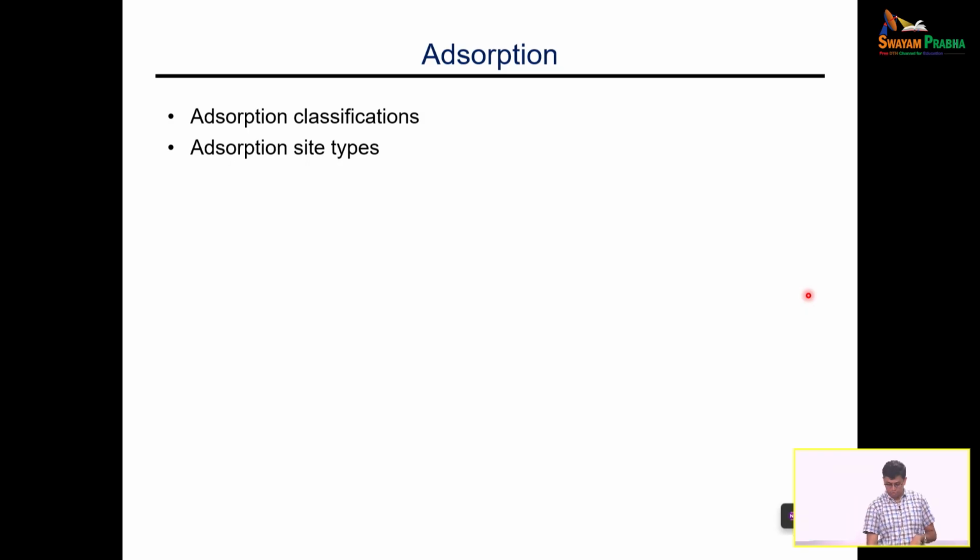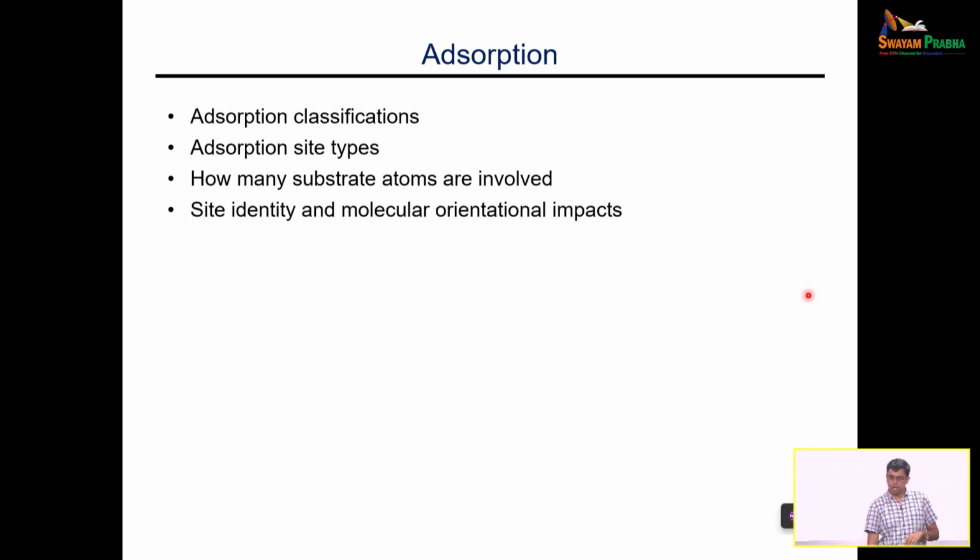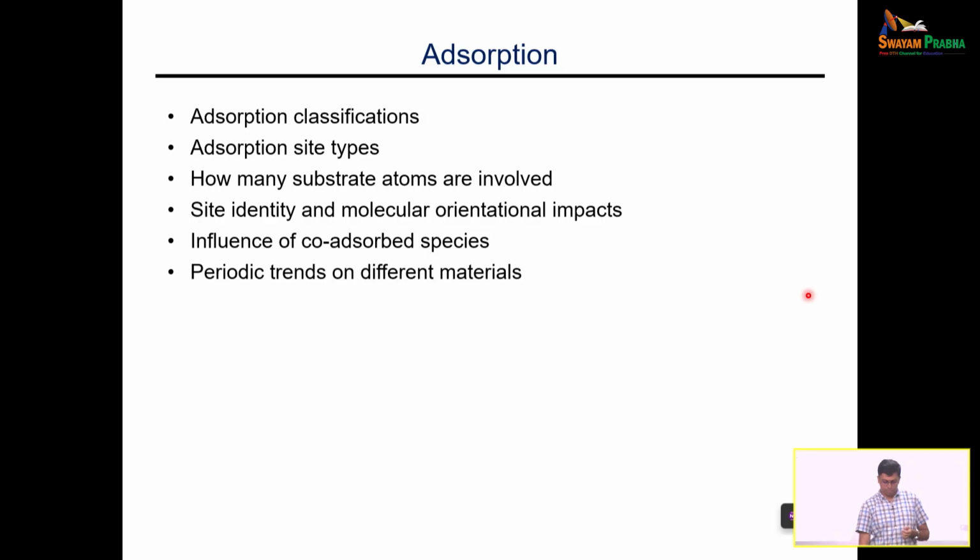So we'll talk about types of sites, how the substrates or whatever species is adsorbed interacts with the surface, how the site identity, the chemical identity of the site and molecular orientations impact adsorption energies, influence of co-adsorbed species, periodic trends when you move across different materials, and I'll give some examples of what we've learned with CO2 adsorption in MOF. That's what I'll try to cover in the time that I have.